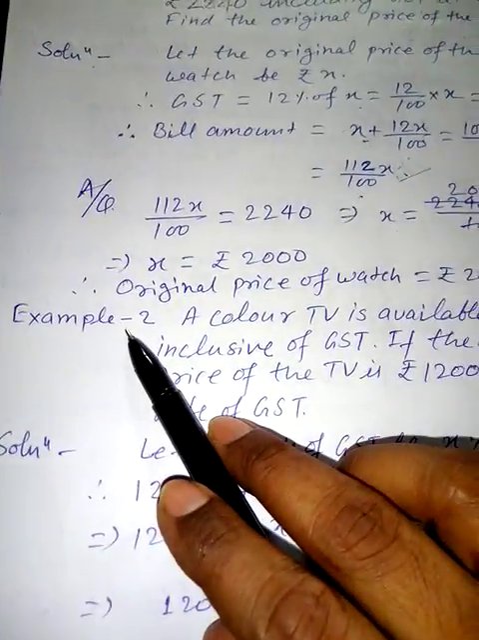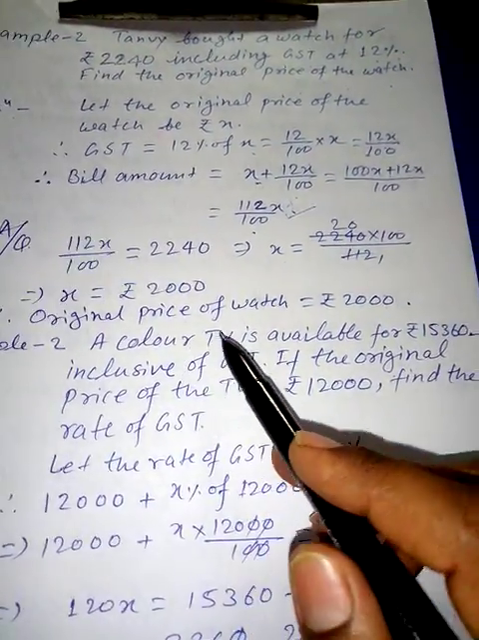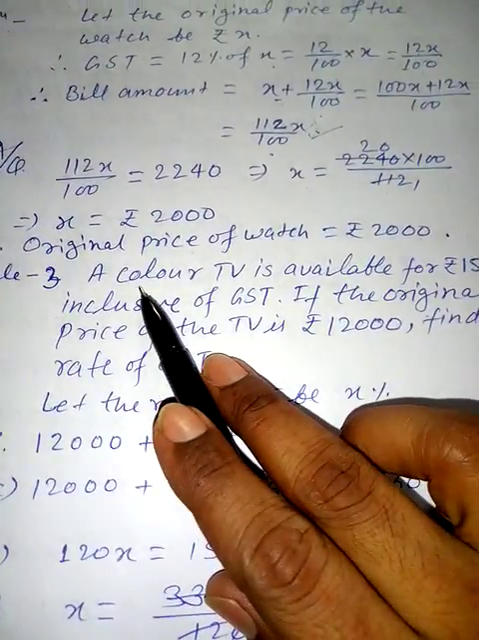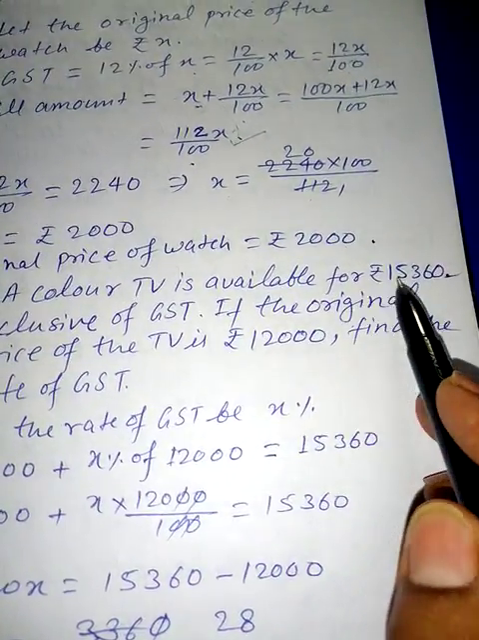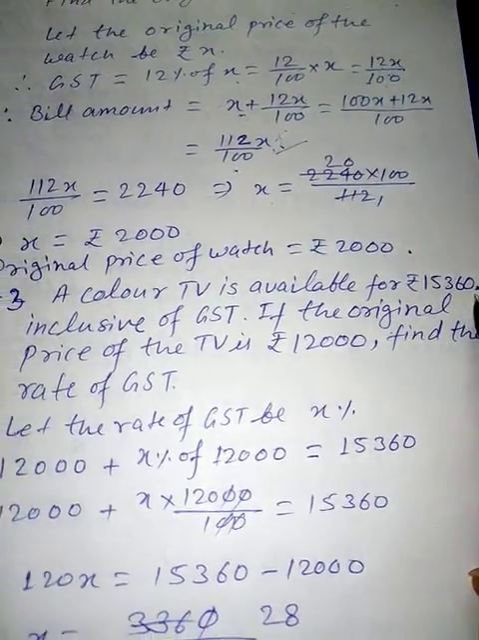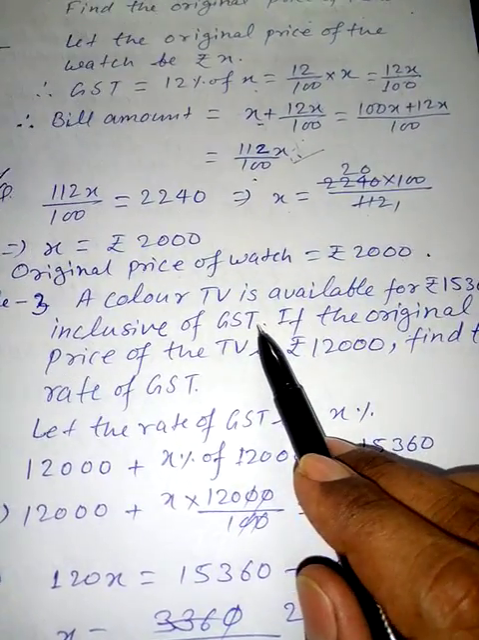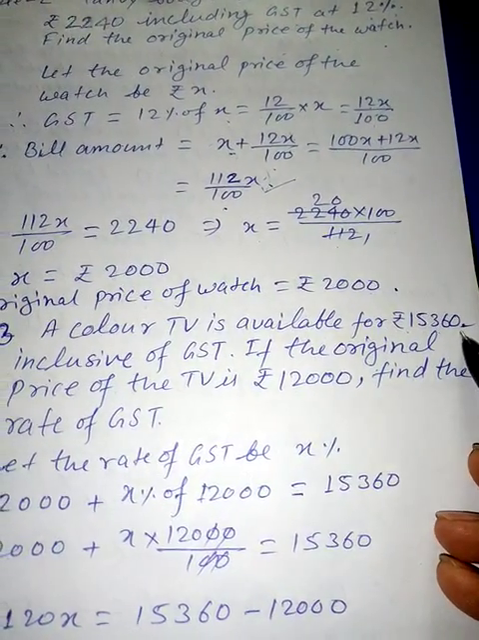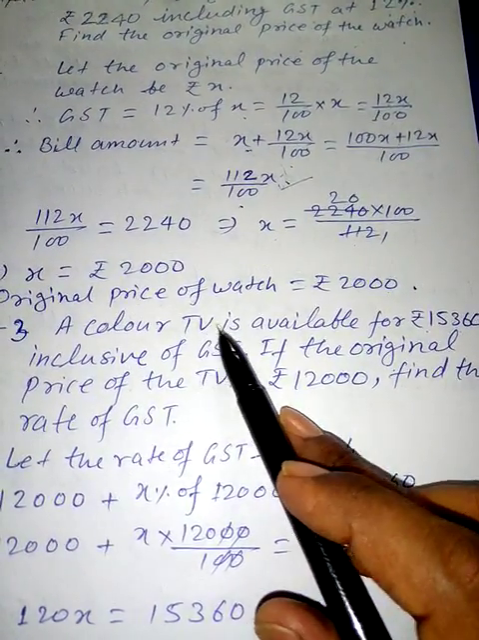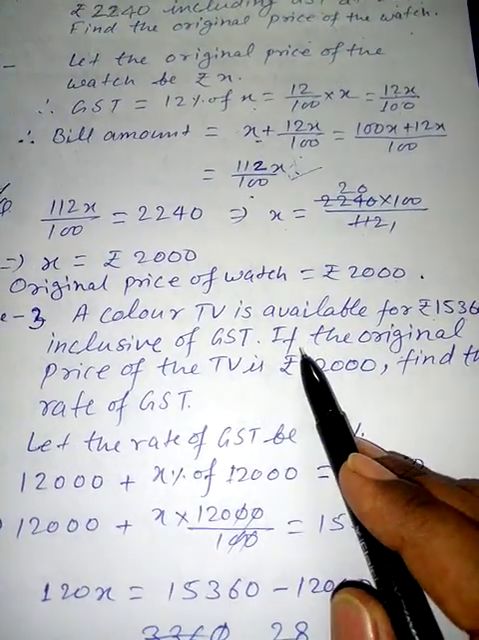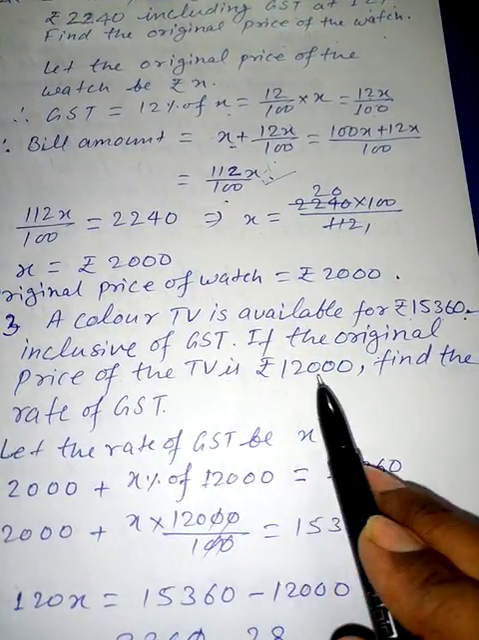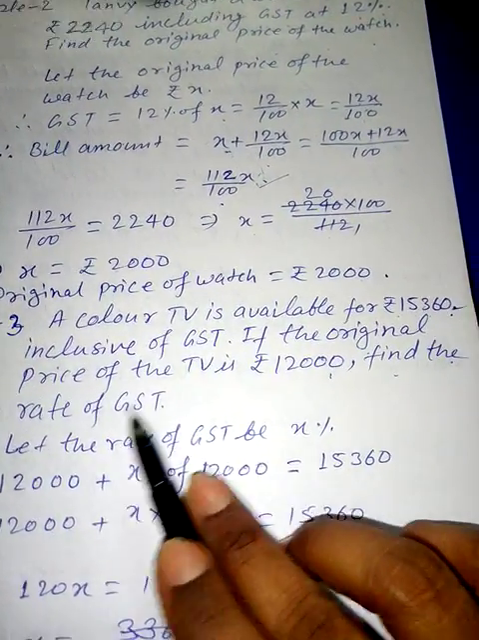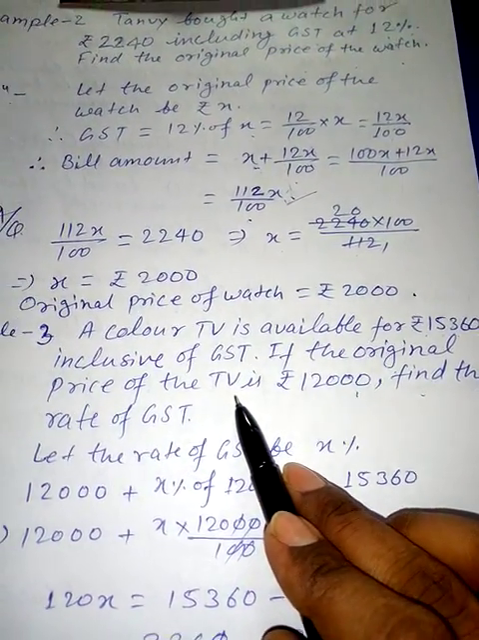Now example number 3. A color TV is available for rupees 15,360 inclusive of GST. With GST, 15,360 rupees is the price of the TV in the showroom. If the original price of the TV is rupees 12,000, find the rate of GST. Rate of GST, how much percent is the GST?